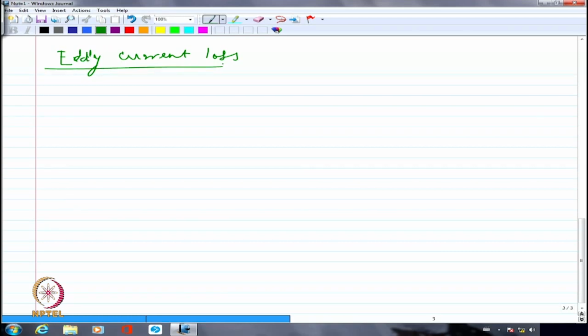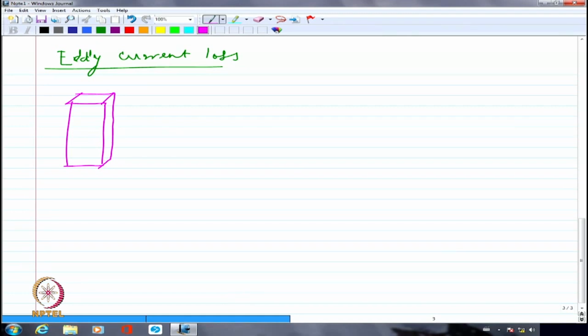Eddy current loss. Okay? So let us try to take a look at again the ferromagnetic core. Rather, let me show a three-dimensional core here. So let us say this is basically what I am talking about as a three-dimensional core. I am showing it as a solid limb of a transformer core.